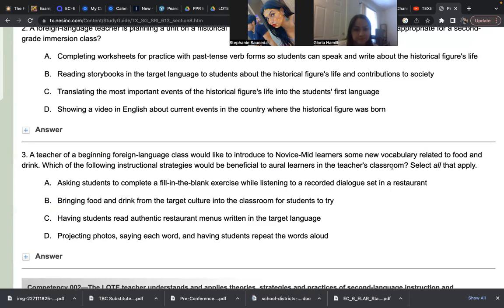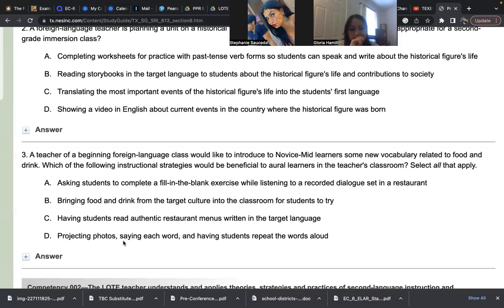Well, D, it doesn't specify food, but it says that she's projecting photos, saying each word, and they're actually repeating them out loud. So they're getting double hearing, right? They're hearing it from her, and then they're hearing the whole class repeat it out loud. So I would say A and D are good answers still. Yeah, because of the "all that apply," I would say those two.